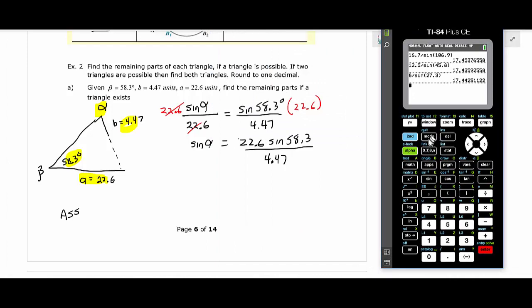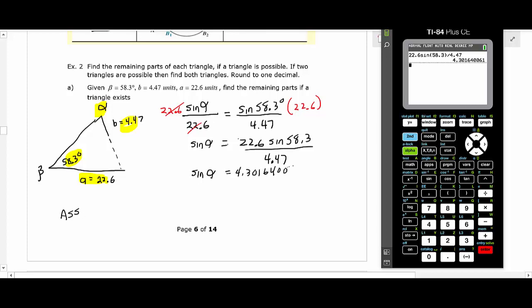I'm going to take my calculator. I'm in degree mode; I want to make sure of that. So I'm going to do 22.6 times the sine of 58.3, and then divide that by 4.47. Let's write down what we have. The sine of alpha is equal to 4.301640061.